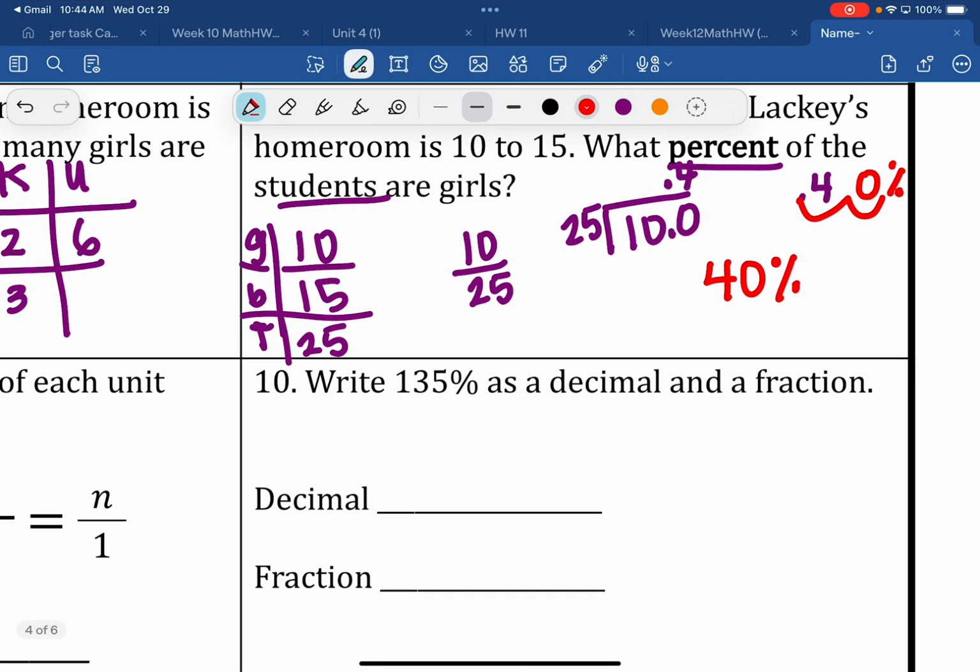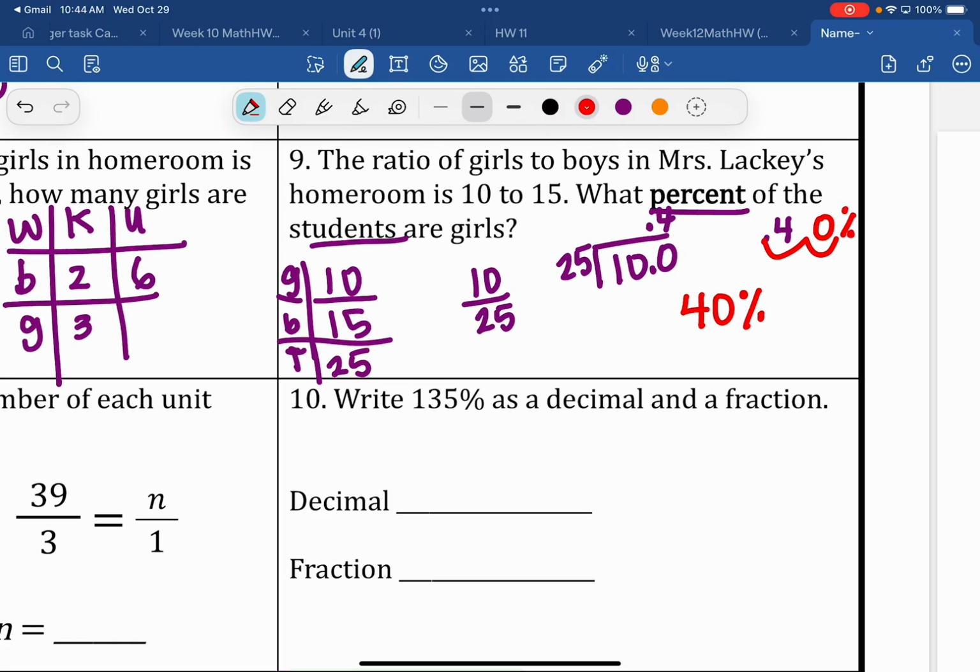Number 10. Write 135 as a decimal and a fraction. So make sure you do that. The notes are in your journal.